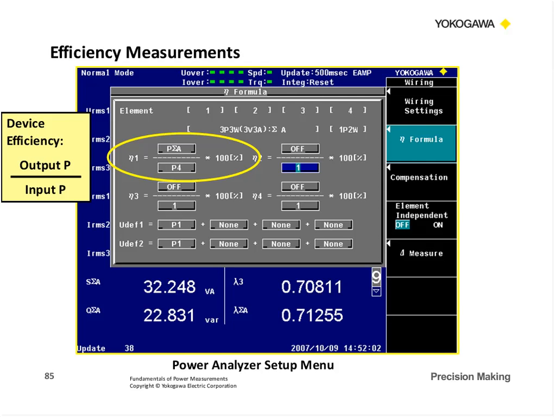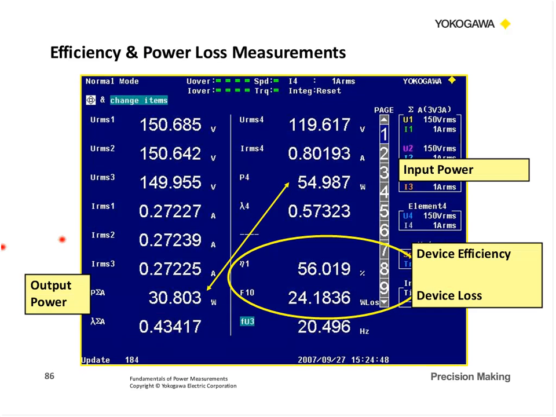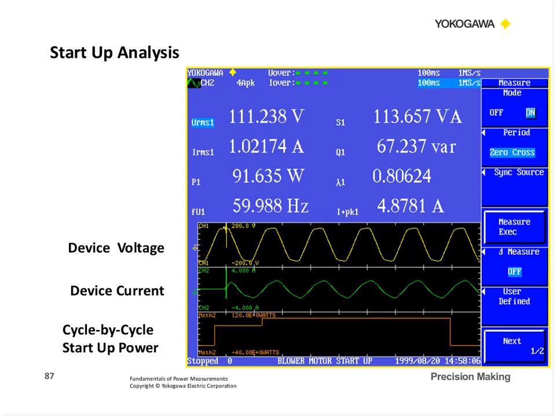This is a sample of an internal setup inside the power analyzer where we're measuring efficiency of a three phase output and a single phase input. So we're actually measuring that output and input power. Then we can display it as our output power here at 30.8. The input power is 54, and we can actually display this efficiency as a percent, and we can calculate the device loss. So there's some of the things that we can do for you. Startup analysis, sometimes pretty important. We have some types of power analyzers that can actually trigger on waveforms and give you this startup, measure cycle-by-cycle power, and do some things like that for you.